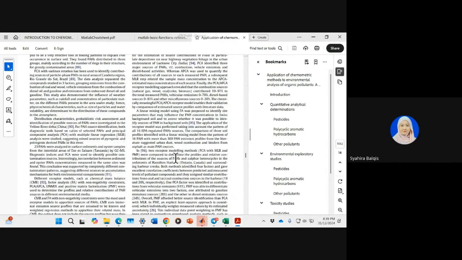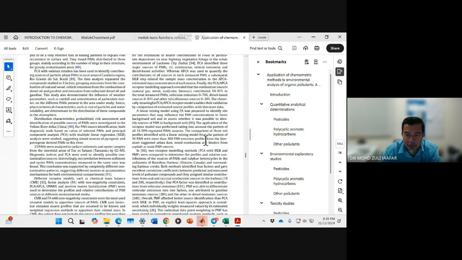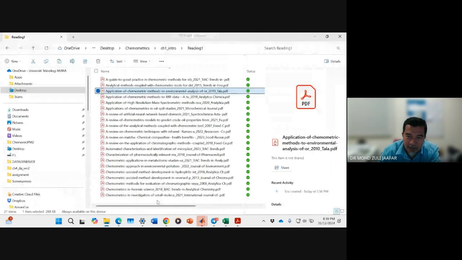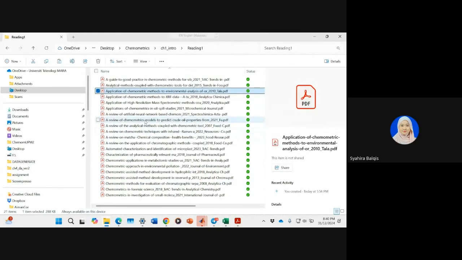Can I try, doctor? All right, good. Which paper? I picked a review of chemometric models to predict crude oil properties from NMR and IR. Yes, that one.